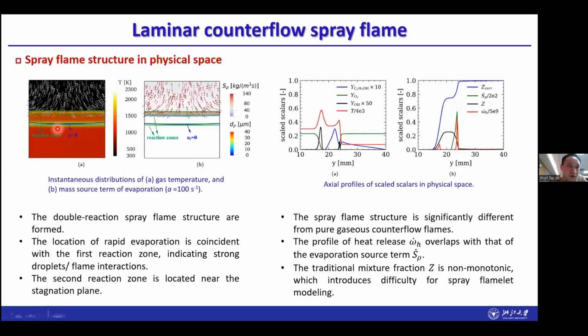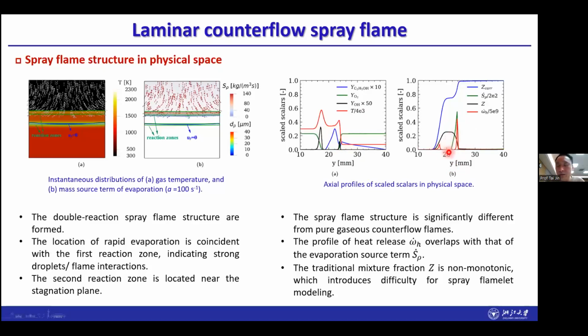we can see here this green one marks the reaction rate. We can see two reaction zones in this case, and we also can see that the evaporation rate overlaps the first reaction zone, and this second reaction zone is here. This is what shows droplet flame interactions. And if we look at the structures in the mixture fraction space, we can see that for the OH concentration, we can see the two reaction zones and also the heat release rate.